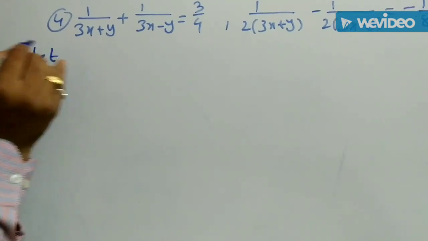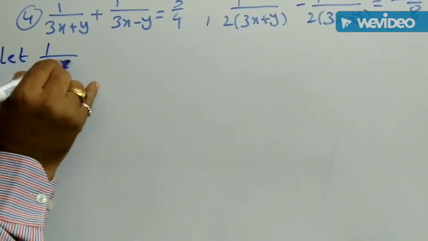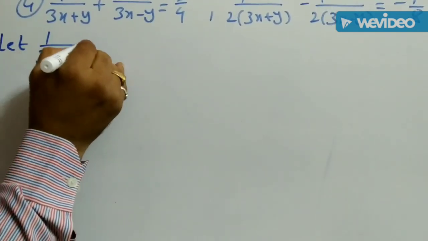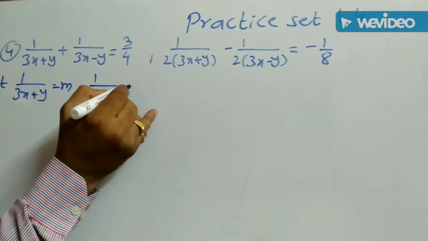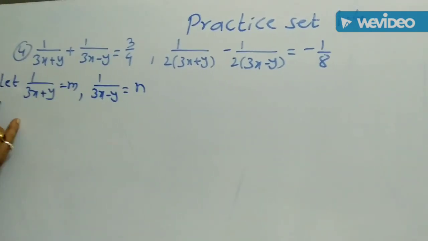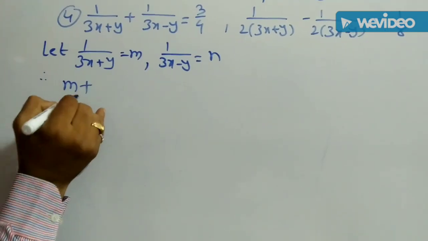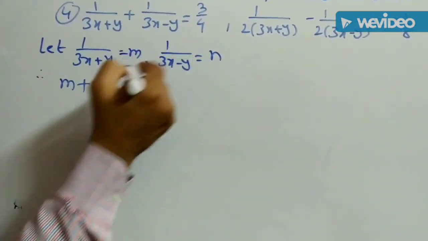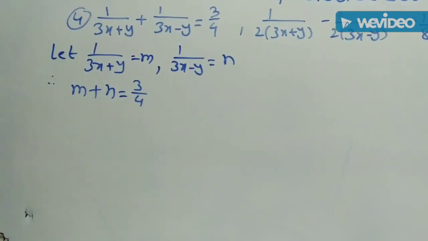Therefore, to convert into linear equations, we have to write new variables. Instead of 1 upon 3x plus y, we write m. Instead of 1 upon 3x minus y, we write n. And therefore, here 1 upon 3x plus y, that is m, plus 1 upon 3x minus y, that is n, is equal to 3 upon 4.